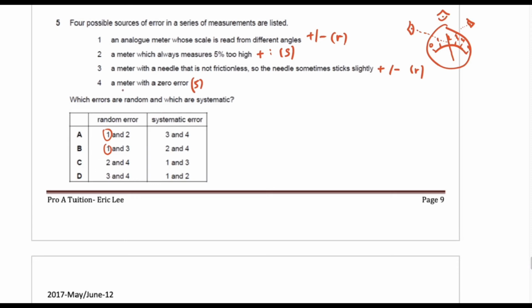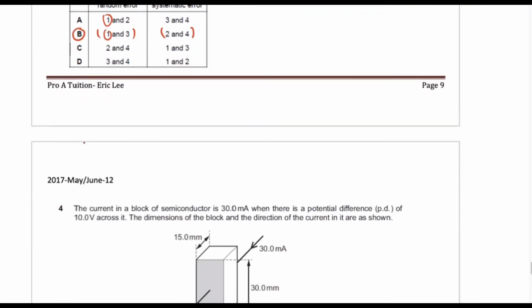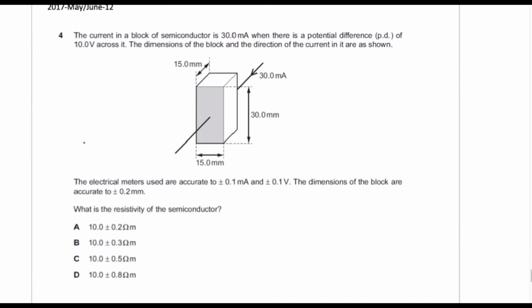Okay, so from here, we can see that 2 and 4 are systematic error, 1 and 3 are random error. So the answer is hence B. Yeah, so this is about error. Okay, so let's see another question.